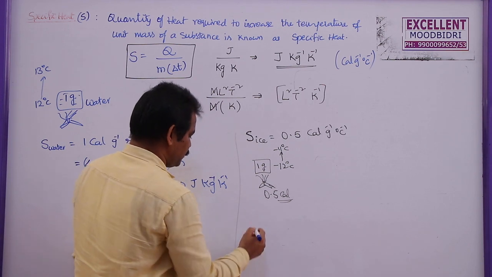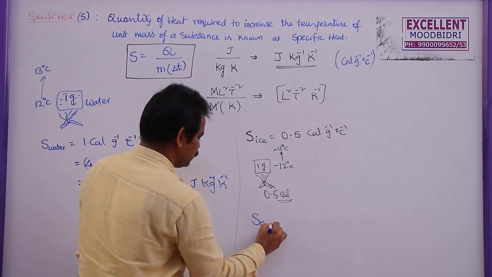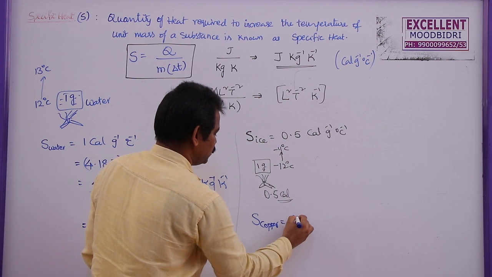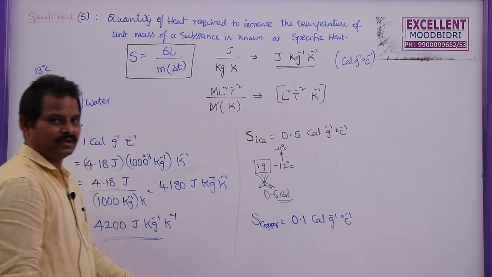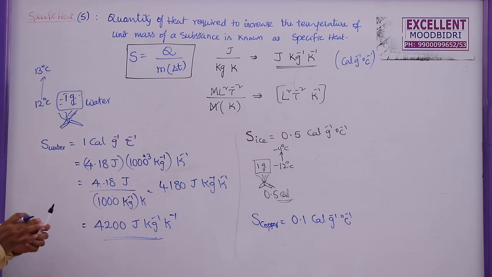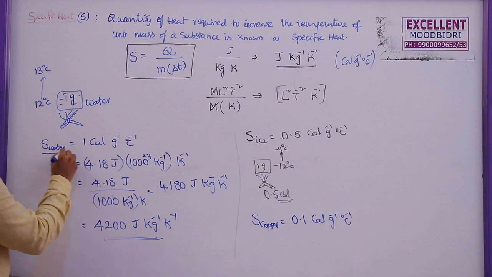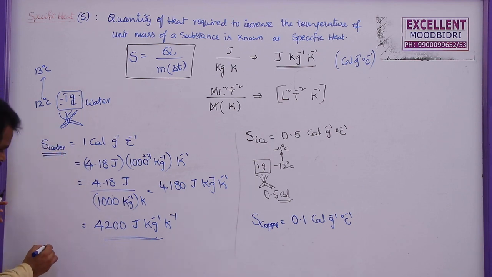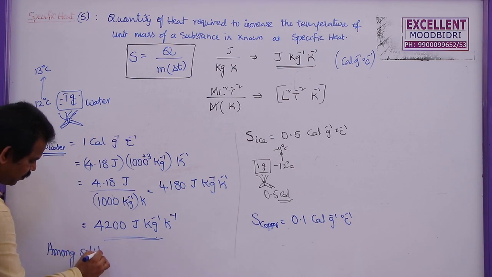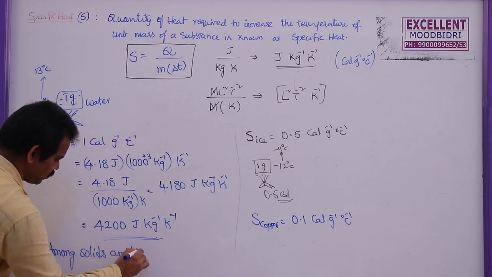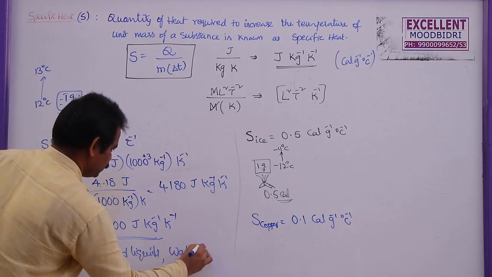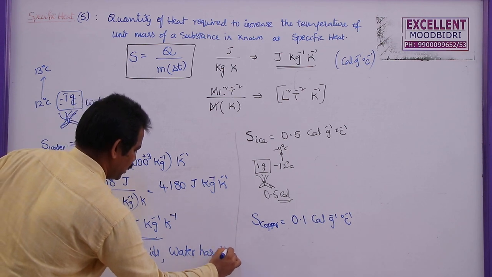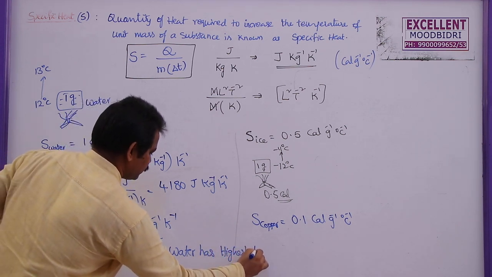Similarly, the specific heat of copper is found to be only 0.1 calorie per gram per degree centigrade. Now, if you consider all these solids and liquids, water has the highest specific heat. So, among solids and liquids, water has the highest specific heat.